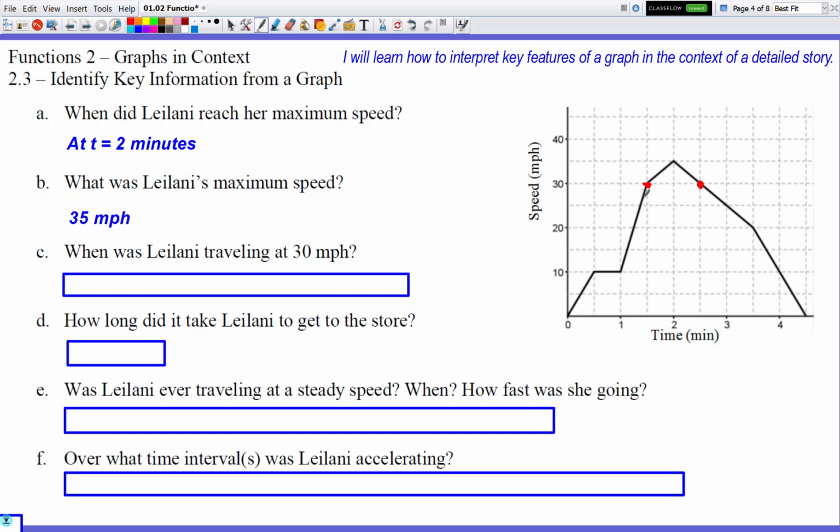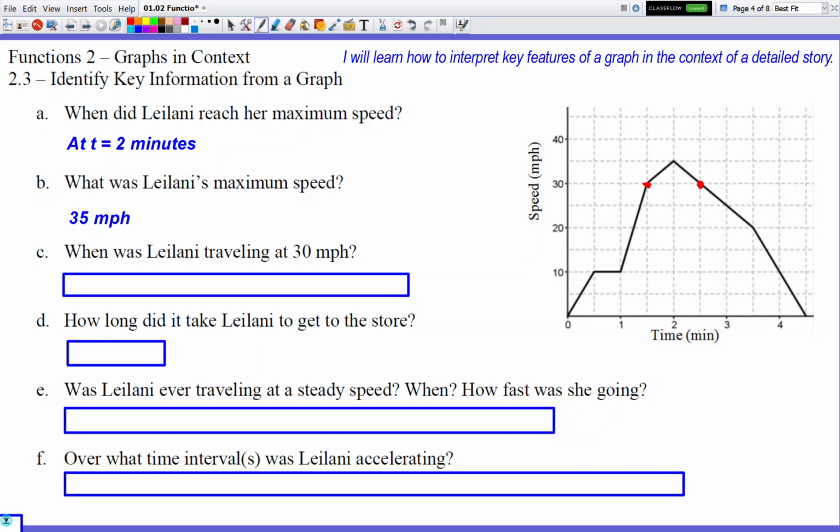Well, let's see where this first dot lines up with, and it lines up exactly smack dab in the middle of 1 and 2. So I guess we can say that's like a minute and a half after she leaves the house. And then the second 30 mile an hour occurrence is, let's go down till we hit the x-axis, and it matches up right in the middle of 2 and 3. So I guess that's the 2.5 minute mark. So she reaches 30 miles an hour at a minute and a half and 2 minutes and a half.